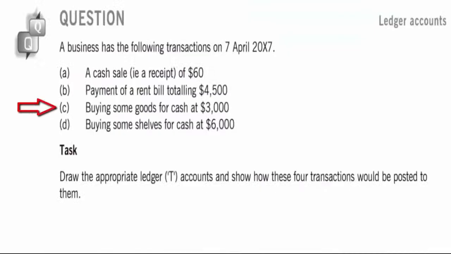Transaction C, buying goods for cash at $3,000. The business purchases goods for $3,000 in cash. Here's what happens.